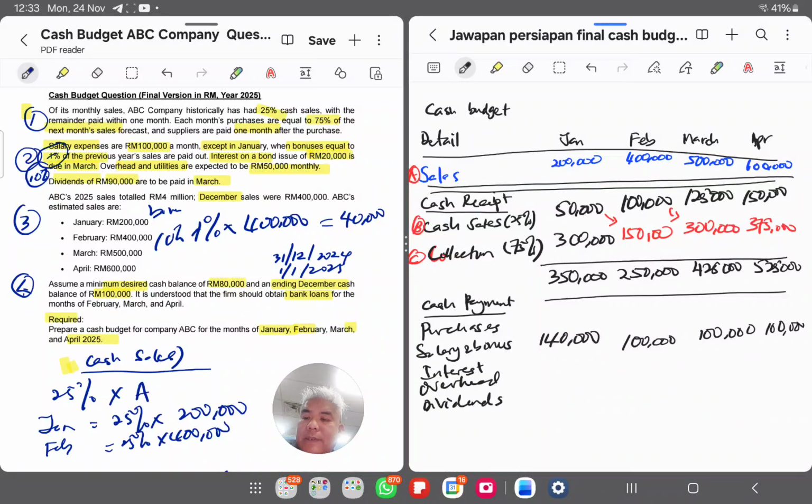Dividends are 90,000 in March. Interest is also in March, 20,000.